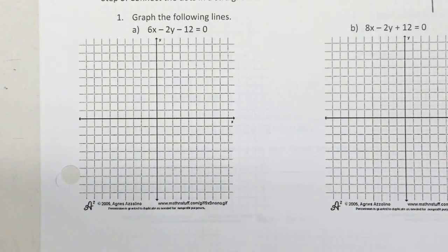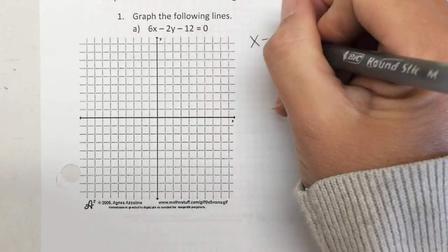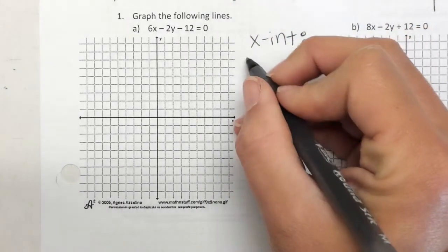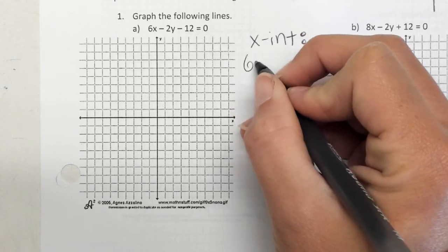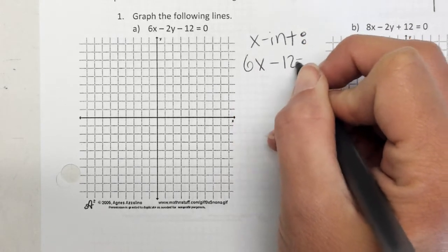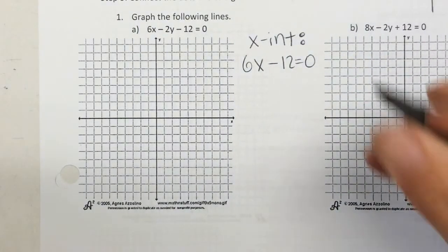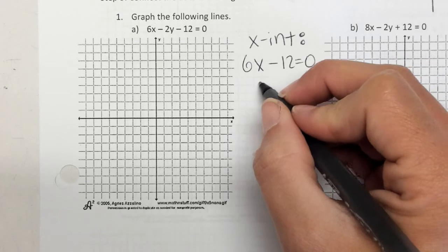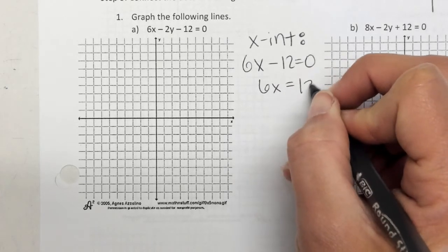So for this one, my x-intercept, tell me what the equation would look like if I erased y. 6x, what else? Minus 12 equals 0. So then to solve we would, we're already subtracting 12 on this side. Good?